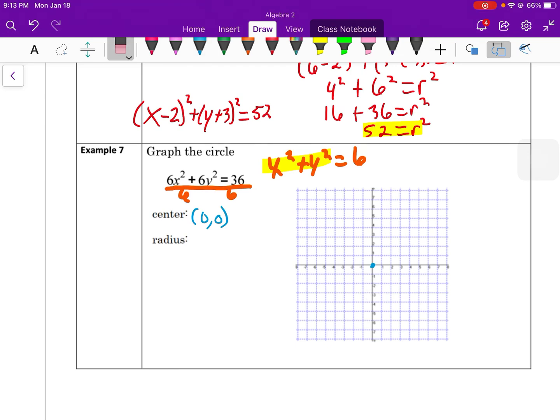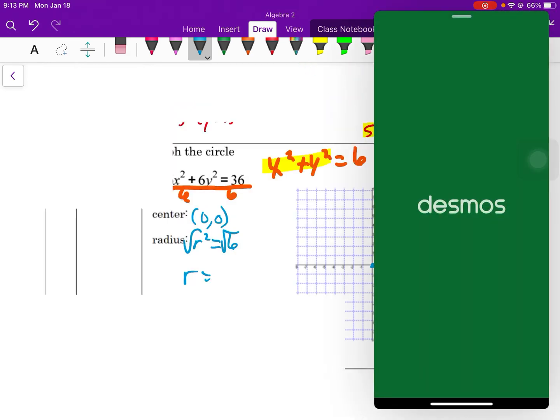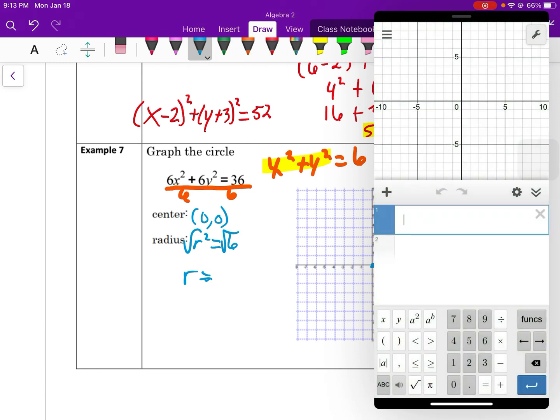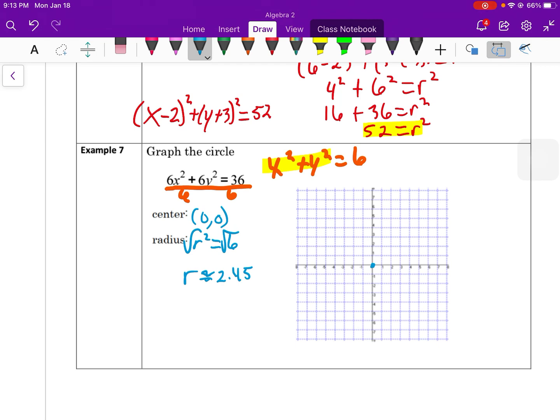I'm going to erase these. And then we might be tempted to think that 6 is our radius, but since it's of this form, we have it so r squared equals 6. So now when we take the square root of both sides, r equals the square root of 6. We'll say that's approximately 2.45 units. So now when we plot that, it's 2.45 units away from the center, which is at the origin.